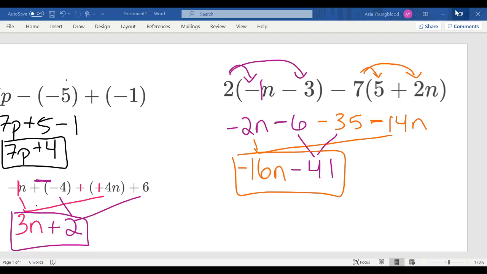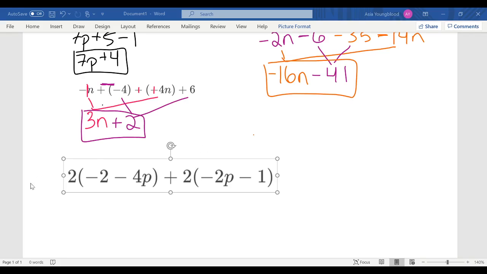We started by distributing this 2 into the parentheses. So 2 times -1n got us -2n. 2 times -3 got us -6. Then we distributed this -7 into the parentheses. -7 times 5 gets us -35. -7 times 2n gets us -14n. So then we combine like terms. We can combine these two because they both have n's. Negative 2n minus 14n gets us negative 16n. And then negative 6 minus 35 gets us negative 41. So the final answer my students in class helped me come up with was negative 16n minus 41.